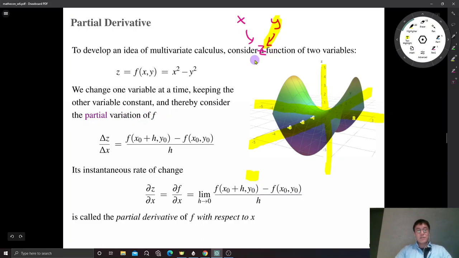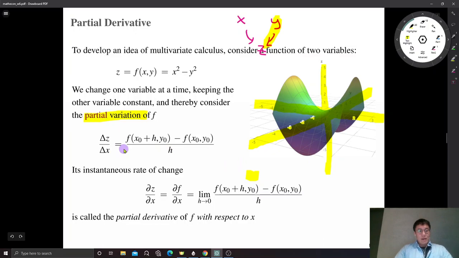So the function z or f can change in response to a change in x and y, but we do not consider this change. We only see the direct effect of change in x on the function's variation. That is a partial variation, and we are going to see the total variation of function f in chapter 8.